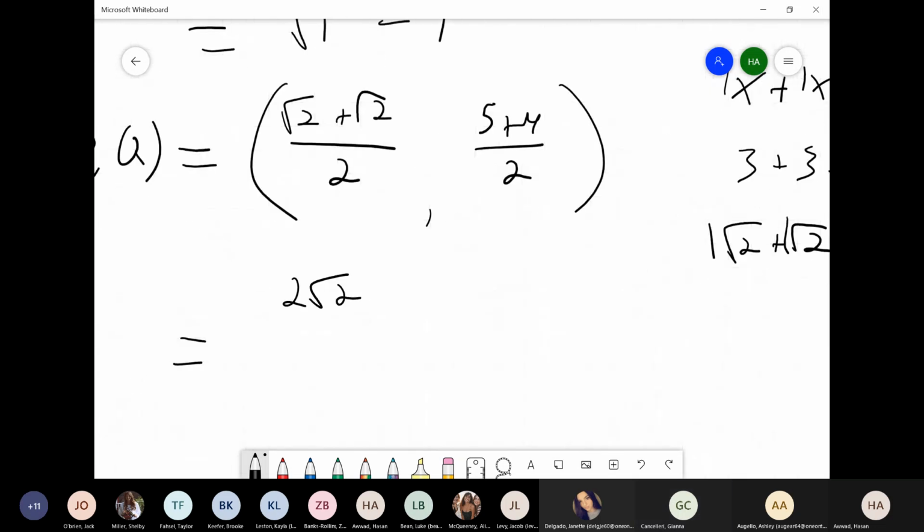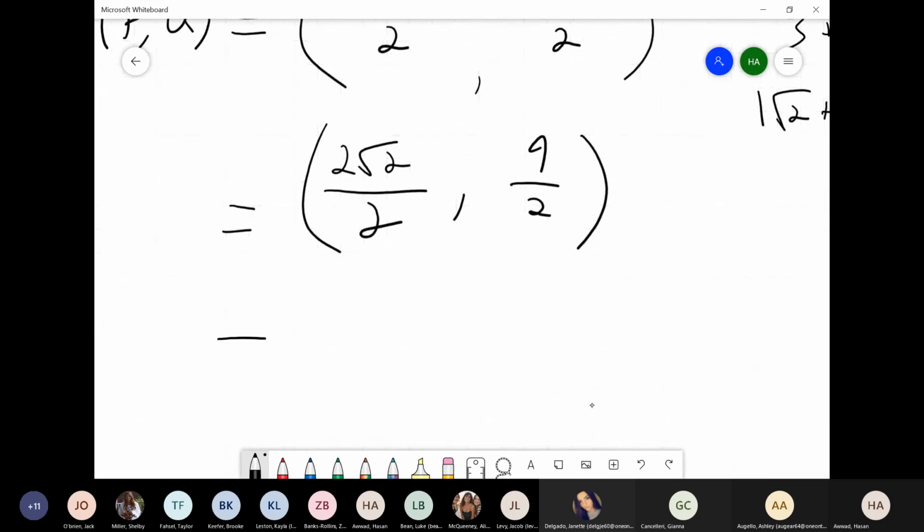We get 2 square root of 2 divided by 2. Okay? And 5 plus 4 is going to be 9, which is 9 over 2. And if you made that 4.5, that's fine. You could leave it as 9 halves. That's not a big deal. There's one last simplification that we can do, though, here. And the last simplification we can do is we see that we have a multiple of 2 in front of the square root of 2. And we're also dividing by 2.